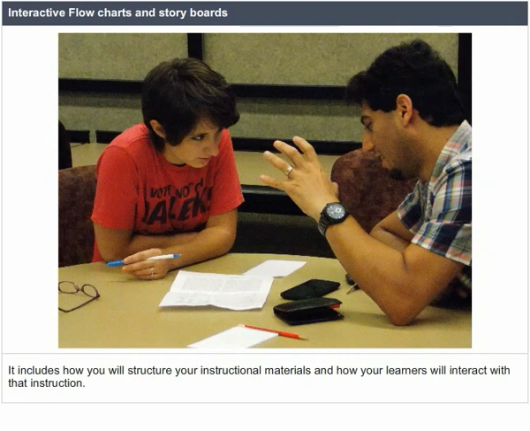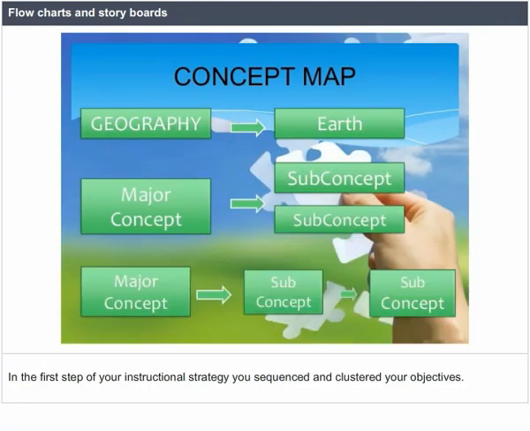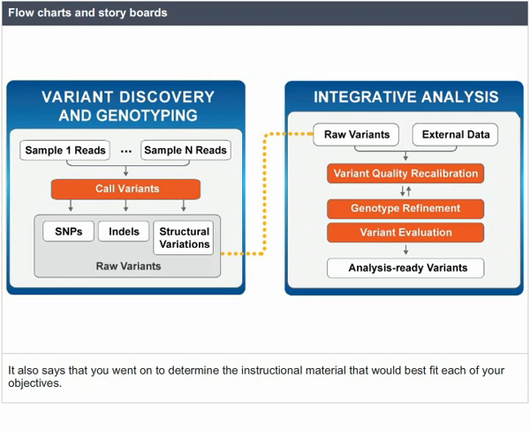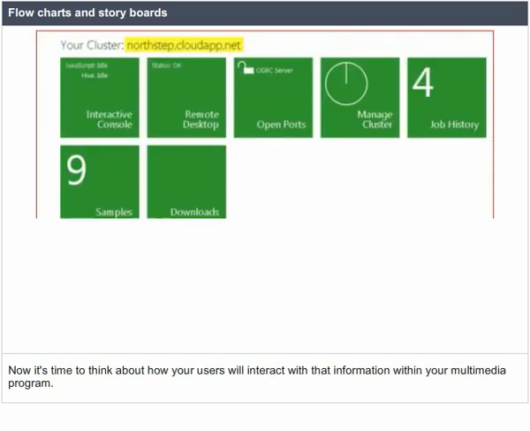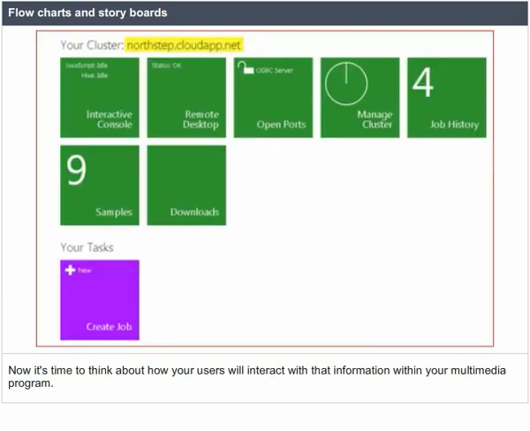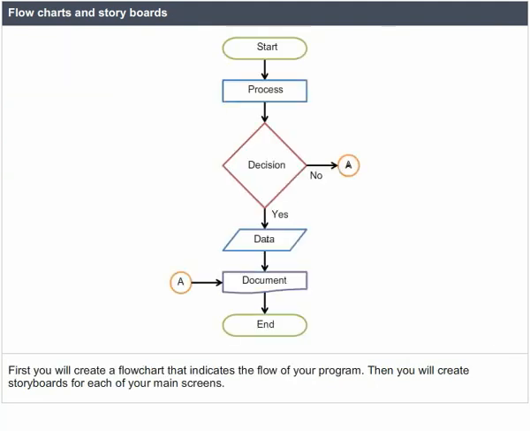Flowcharts and storyboards. In the first step of your instructional strategy, you sequenced and clustered your objectives. You then went on to determine the instructional material that would best fit each of your objectives. Now it's time to think about how your users will interact with that information within your multimedia program. First, you will create a flowchart that indicates the flow of your program. Then you will create storyboards for each of your main screens.